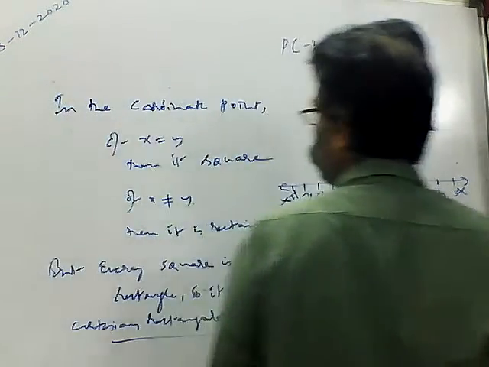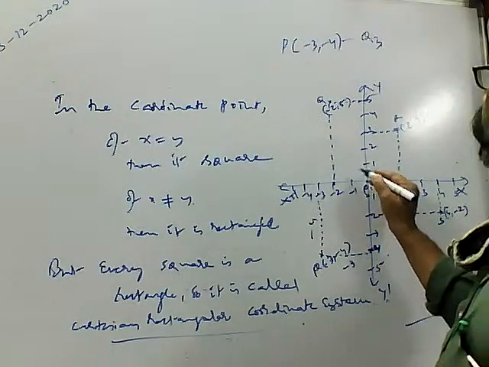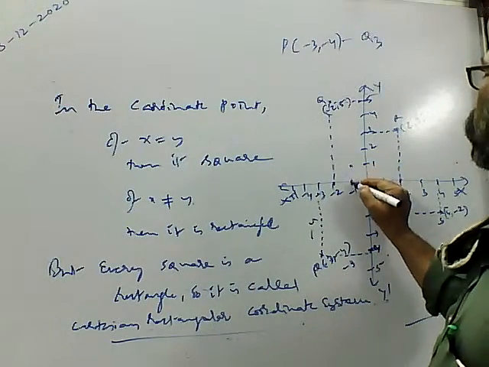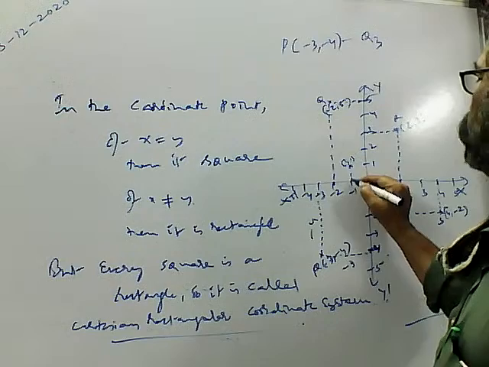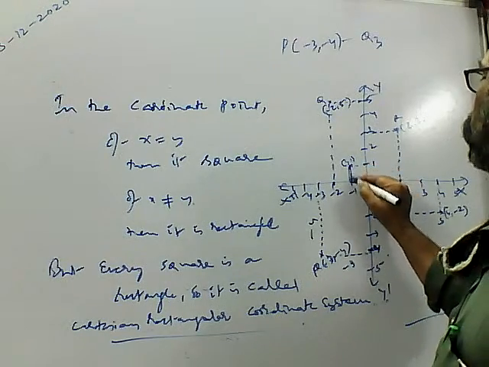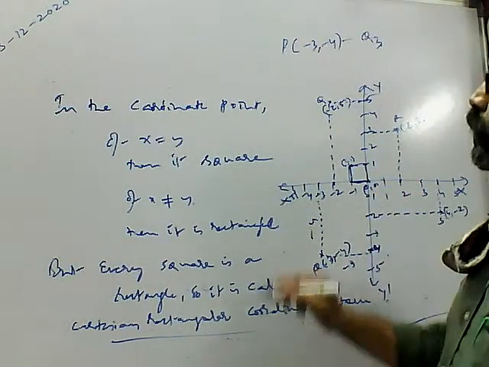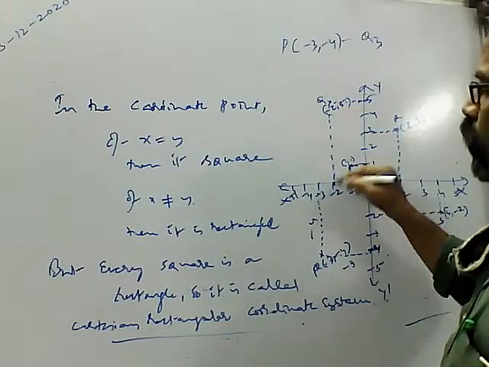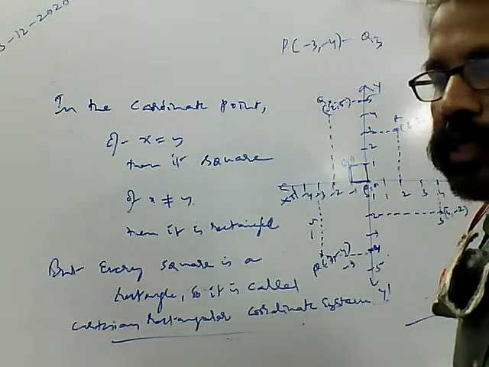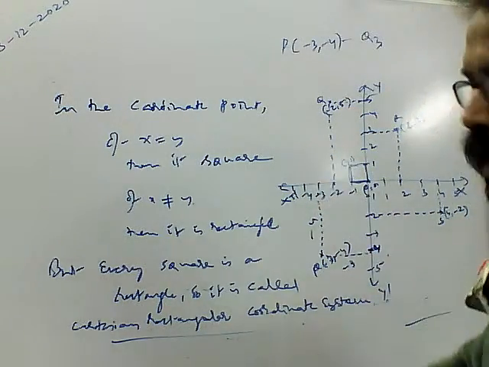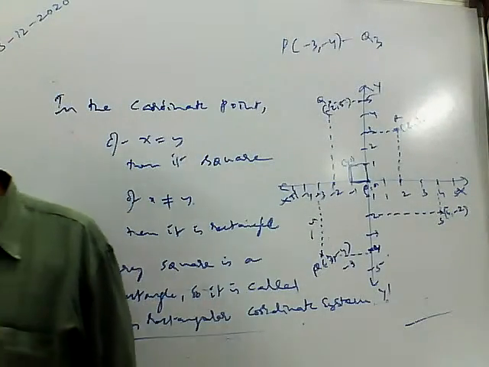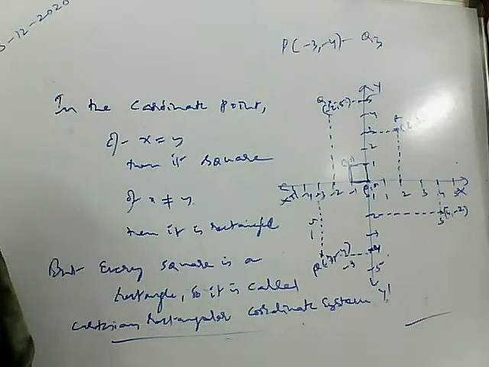See here, if x is equal to y, it is a square, 2 comma 2 suppose, or 1 comma 1. If I take 1 comma 1, this is a square, you know it, right? But if x is not equal to y, it is a rectangle like this. But every square is a rectangle. So it is generally named the rectangular coordinate system. Are you clear now? Why it is named so? Okay, understand, all of you?